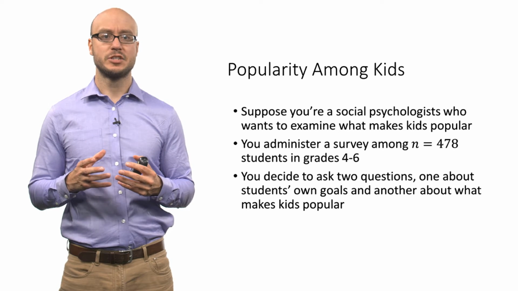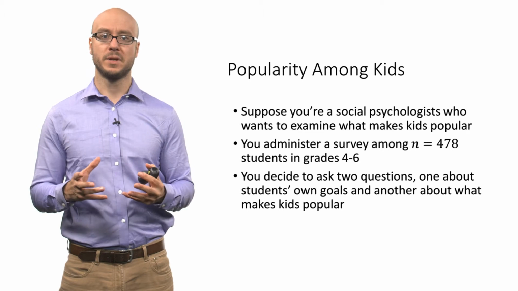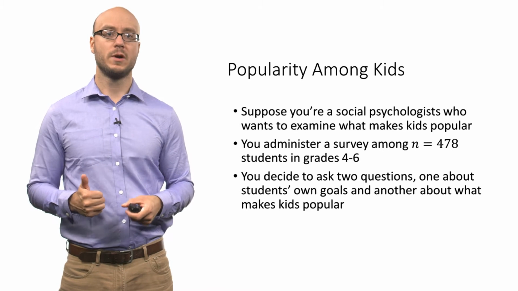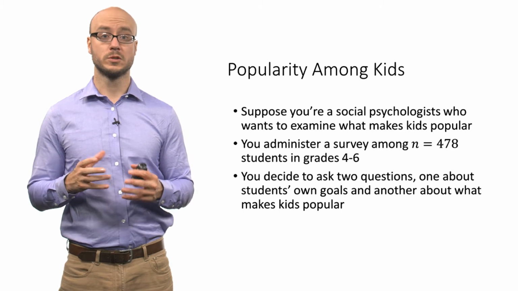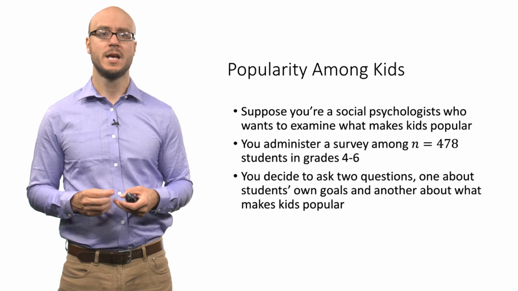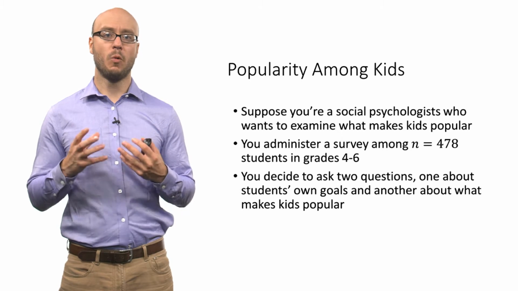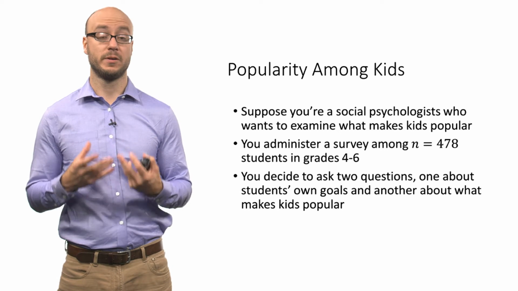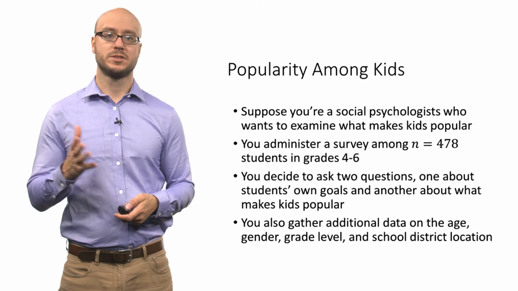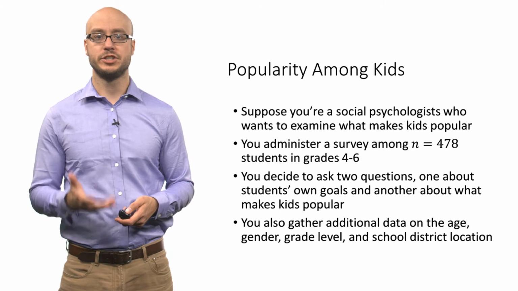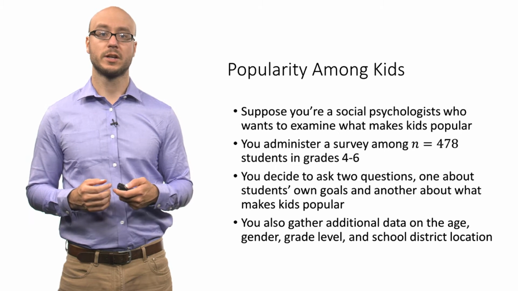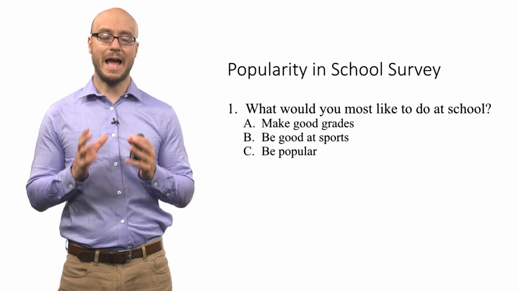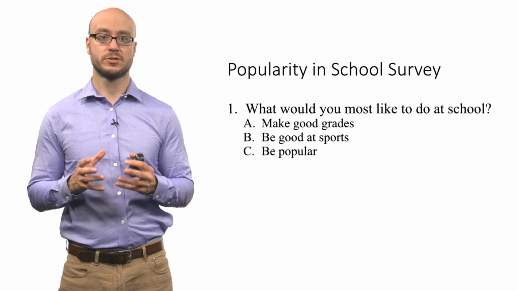And then you decide to ask 2 questions about popularity among these kids. One question has to do with the students' own goals, what they want to accomplish while at school. And another question has to do with what makes kids popular, what they think the attributes of being popular really consist of. And then you also gather additional data on gender, grade level, and the school district location. So this is an actual survey that was administered by social psychologists.